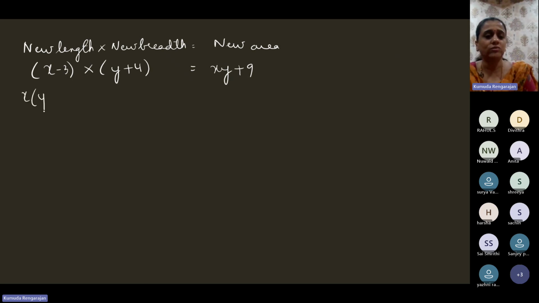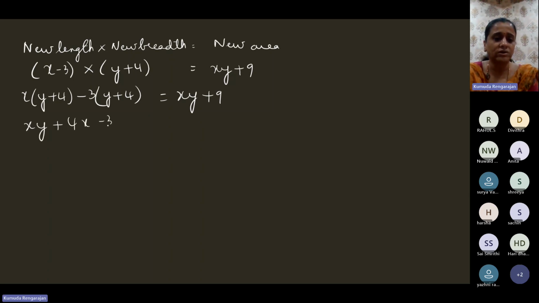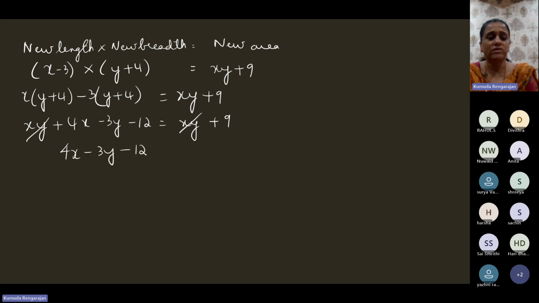So we have (X minus 3) into (Y plus 4). This is how we multiply, right? First term into the second bracket, second term into the second bracket, is equal to XY plus 9. So multiply: XY plus 4X minus 3Y minus 12 is equal to XY plus 9. XY on either side gets cancelled. 4X minus 3Y minus 12 minus 9 is equal to 0. So 4X minus 3Y minus 21 is equal to 0 is the required equation.